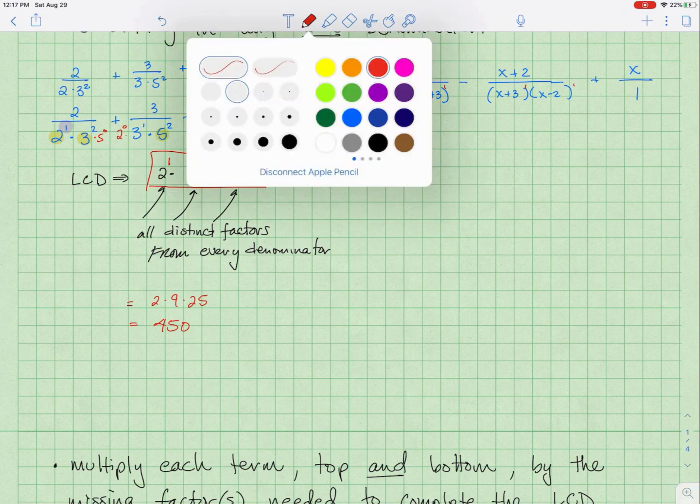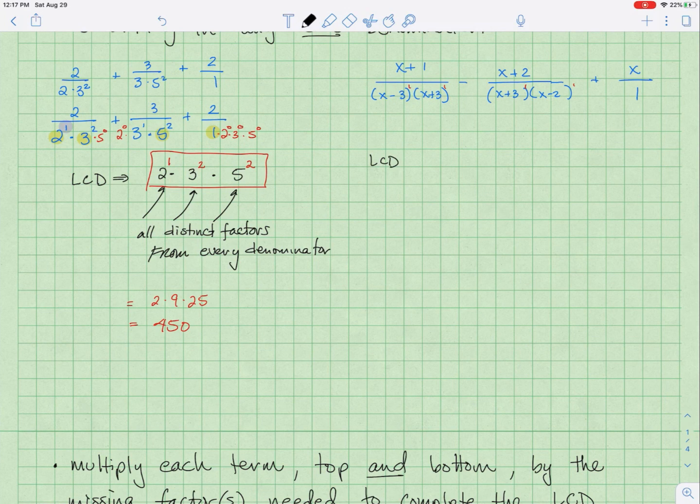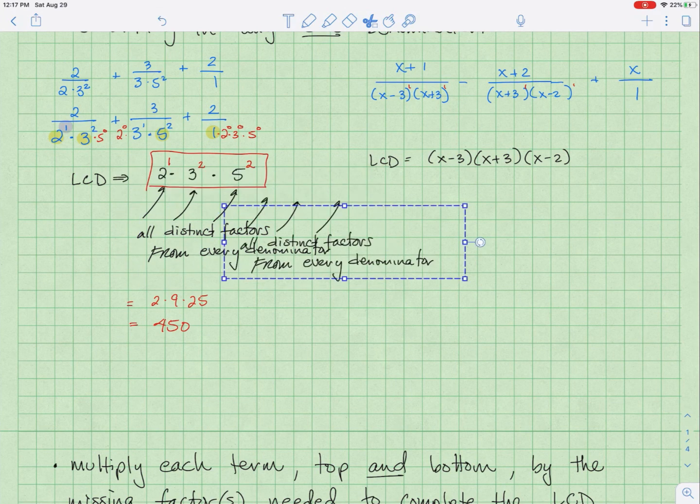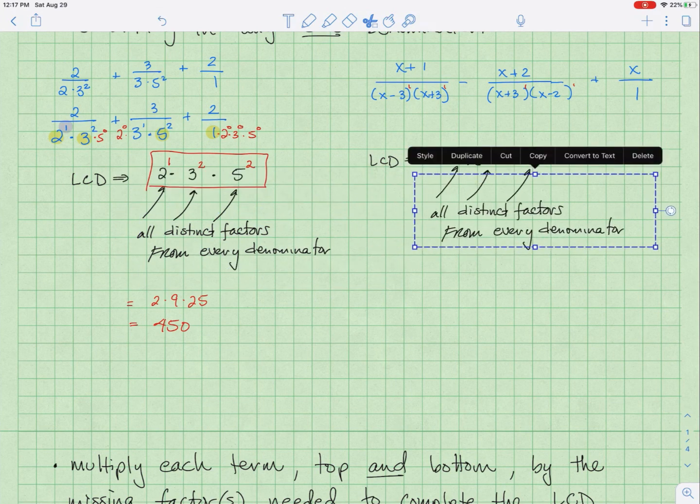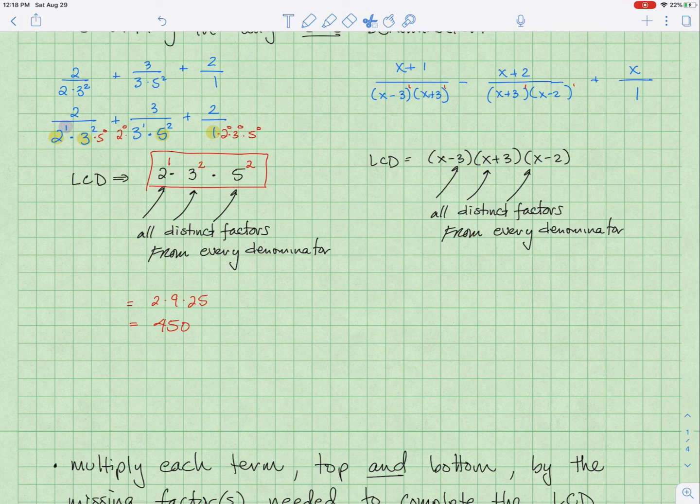my LCD is going to consist of 1 of each factor. So I got an x minus 3, I got an x plus 3, and I got an x minus 2. And I could write a 1 on the end there, but multiplying by 1 isn't going to do anything. So again, we have this idea of all distinct factors from every denominator. And now we're going to go back, and I guess I should have highlighted this, power of 2 and power of 2. We're going to go through and grab the highest occurring power of each one.